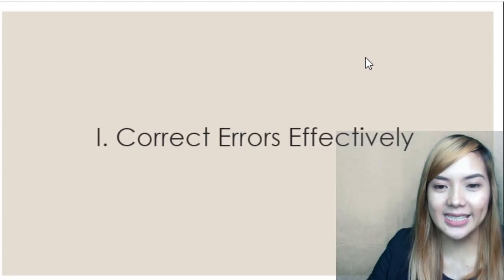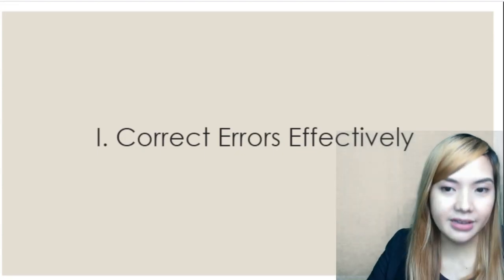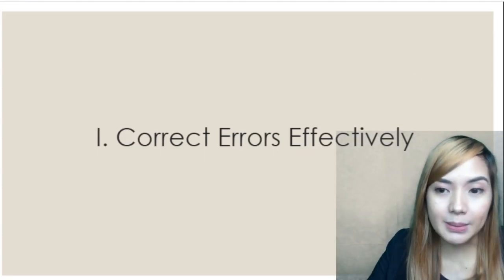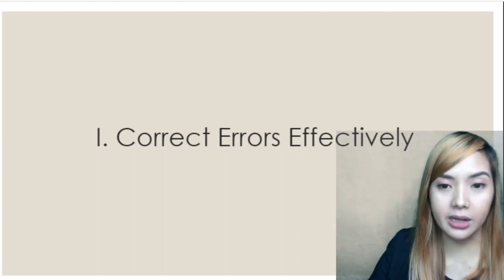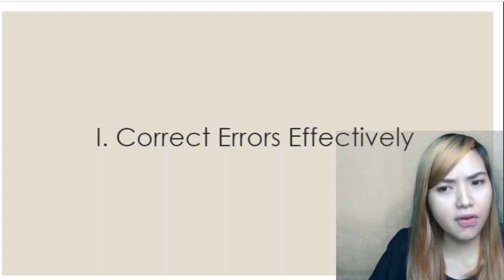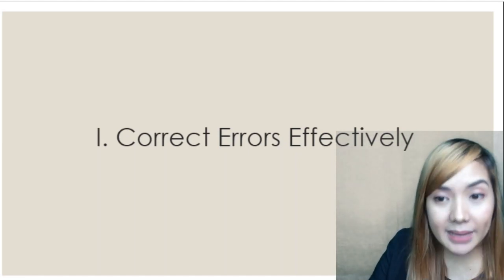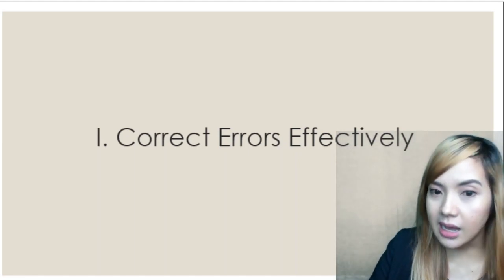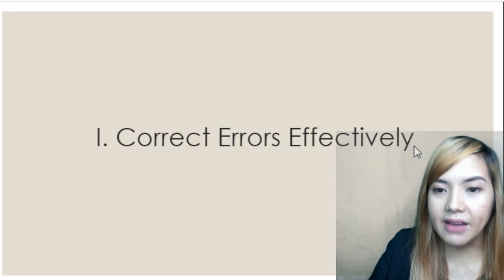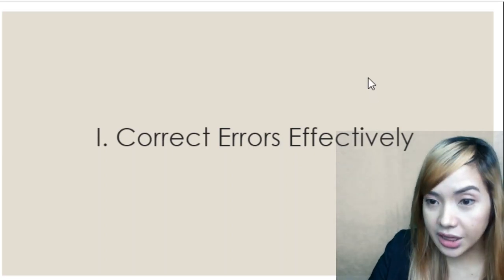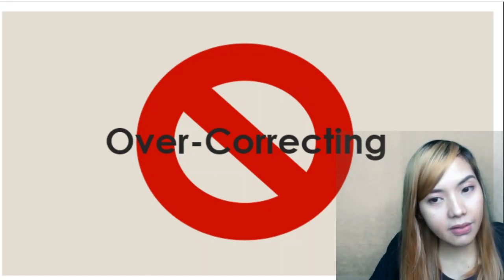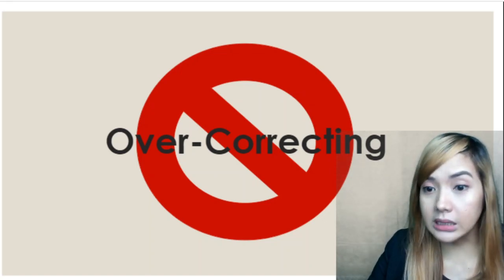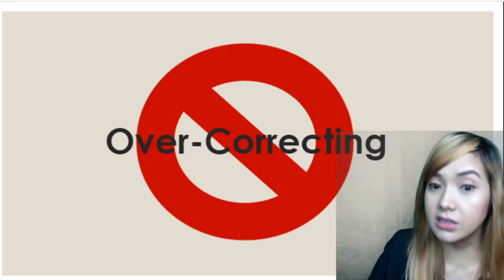Number one is correct errors effectively. When a student makes a mistake, it is important to correct it timely and appropriately. This is to avoid forming a bad habit and the mistake getting fossilized. When correcting, you have to remember there is such a thing as overcorrecting, which can interrupt the lesson flow if you do it at the wrong time, disturbing the flow of thought of your student.